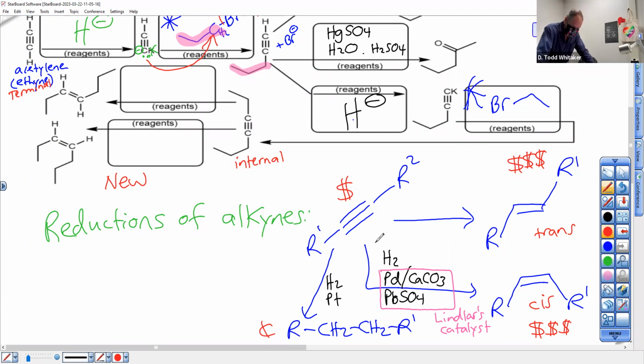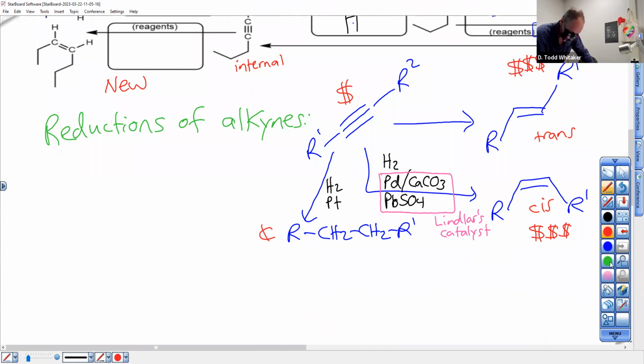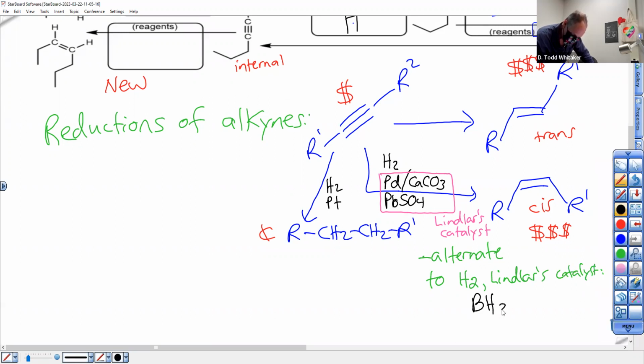All right. That's one way to make cis alkene. Alternate to H2, Lindlar's catalyst, you can use this combination: BH3 and acetic acid. Borane and acetic acid.